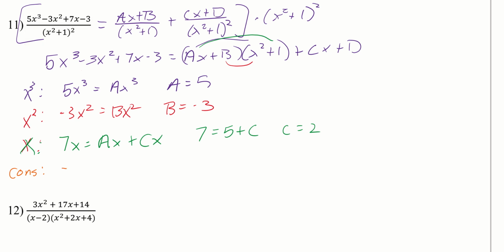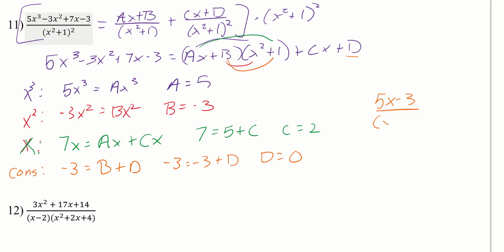And our final thing is our constant. Right, and so our constant on the left would be negative 3. Over here, ax would not give you anything. B times 1 would. So b, and then d would be the only other one. Cool. B is negative 3. So we have negative 3 equals negative 3 plus d. And so therefore d goes away. Cool. And so our final fraction here would be (5x minus 3) over (x squared plus 1) plus c, which is 2x, D goes away because that was 0, over (x squared plus 1) squared.